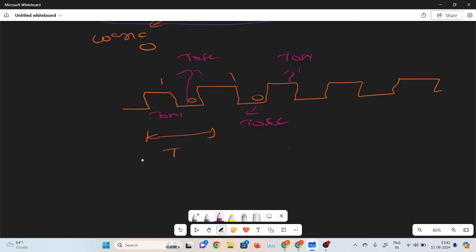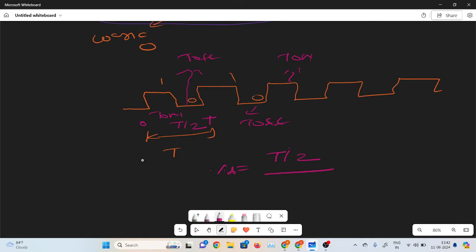Basically we will discuss the percentage duty cycle in one cycle only. Here, if I want to calculate the percentage duty cycle, this is 0, this is T by 2, and this is T. After T it will repeat itself. So we discuss the percentage duty cycle in one period. So the on time is T by 2.